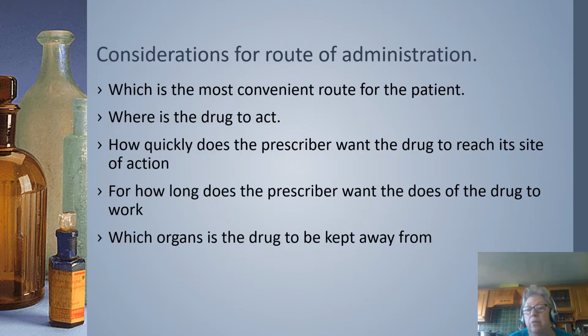So when considering the route of administration in part of the plan of care and for the prescriber, it needs to be thought about what is the most convenient route for the patient. Where is the drug going to act? And how quickly does the therapeutic effect need to be reached? Is it something that needs to be given more quickly and if possible via an intravenous route, or is it something that is more slow and an enteric coated medium is used? How long does the prescriber want the dose of the drug to work? And which organs is the drug to be kept away from?